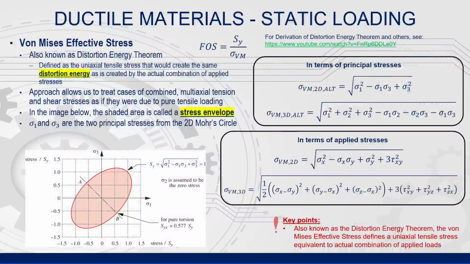We have covered most of the material on this slide in previous lectures. Note the 2D and 3D von Mises theorems with a version based on the principal stresses, as well as a version based on the applied stresses. Either of these options will result in the same answer. It comes down to which one is more convenient to use in a given application analysis. The factor of safety for ductile materials is based on the material yield strength divided by the applied von Mises stress.